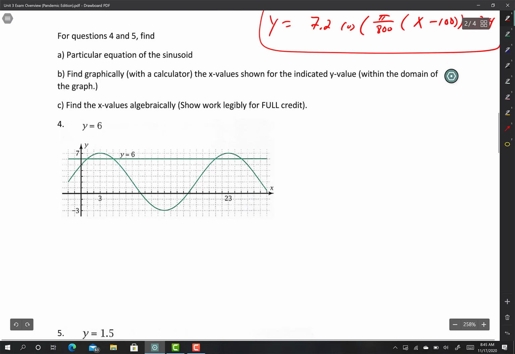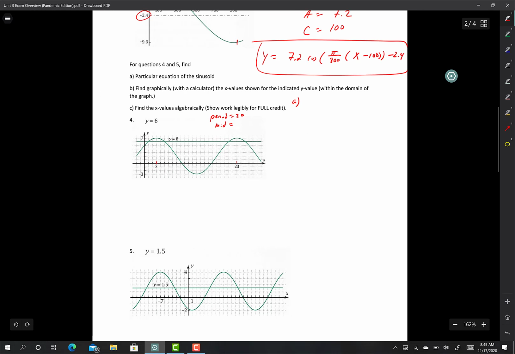Okay, on this one, it says find a particular equation of the sinusoid. So let's do that first. I have a peak at 3 and another peak at 23. So the period is 20. I got that from just taking the difference. Let's see where the low is. The low is negative 3. So the midline is going to be in between 7 and -3. So 7 minus -3 is 10, and 10 divided by 2 is 5. So the midline is at 2.